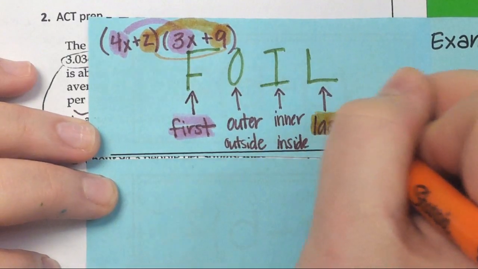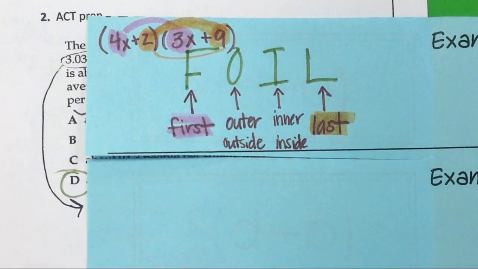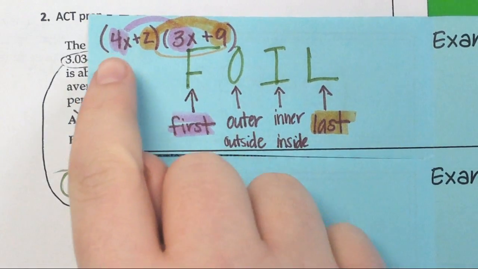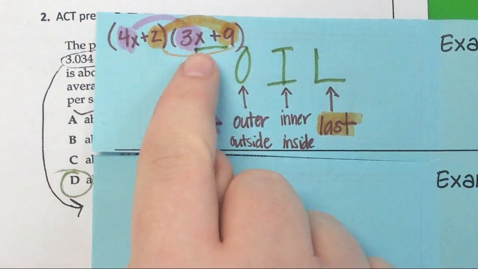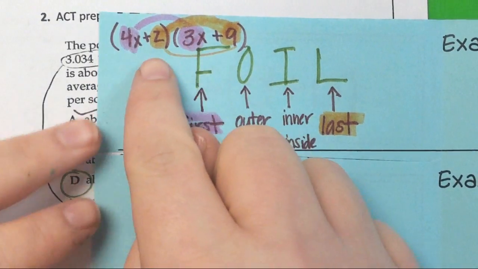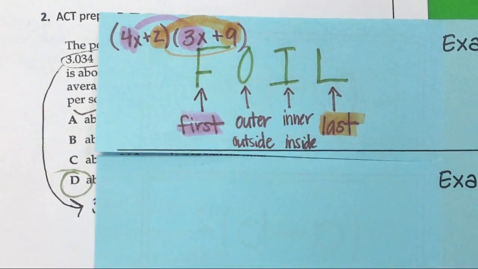We don't have an outer and an inner for this one, do we? Not yet. We haven't done it. I skipped it for the moment. I'm going to come back to it. Everyone understands first meaning the 4x and the 3x. They were the first in the 2 terms. Last meaning 2 and 9. They were the last in the 2 terms.